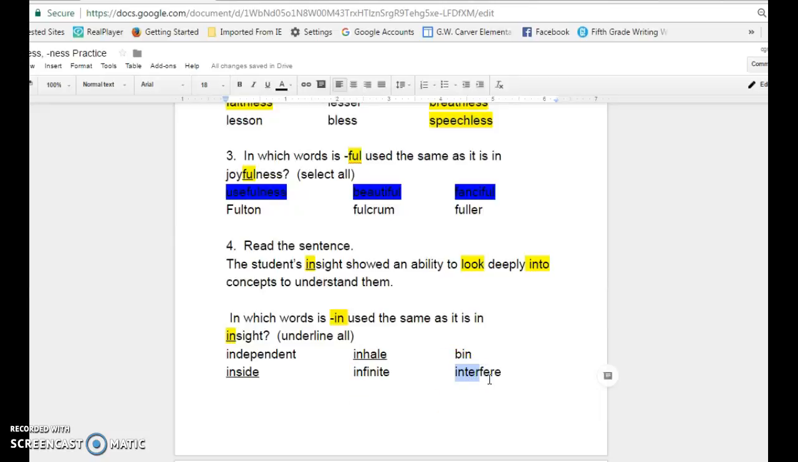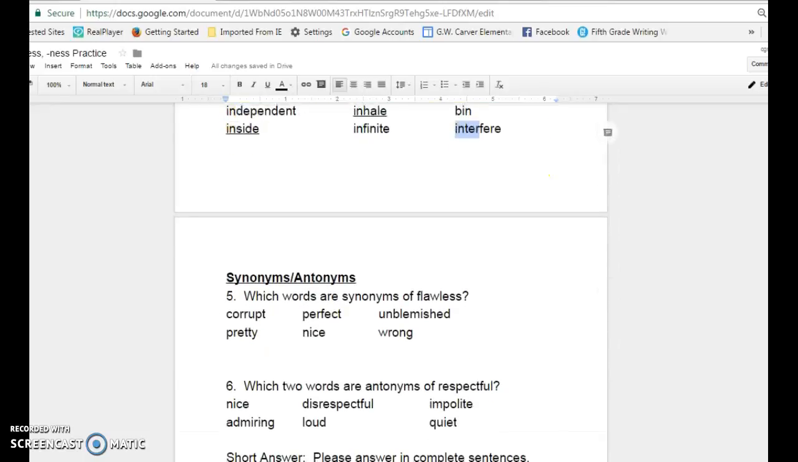Interfere. Here, actually, so we're going to ask, does it mean into, interfere? No. The prefix here is actually inter, which means to go back and forth in between. So we have found both of our words where in means into. Breathing in, you're going inside.